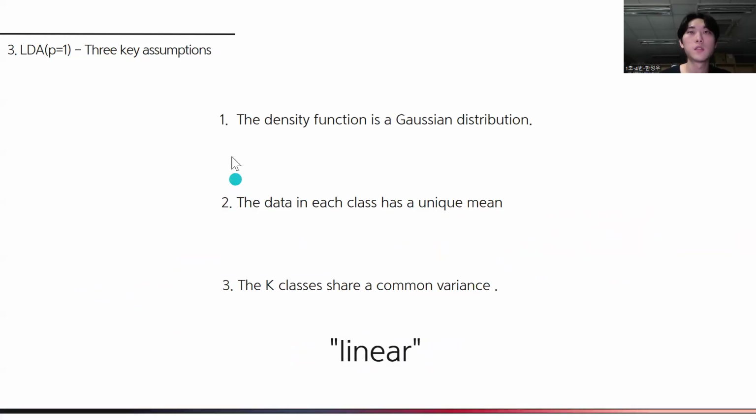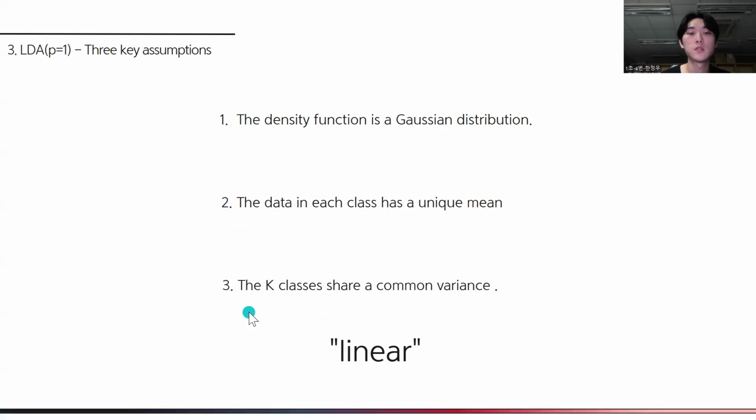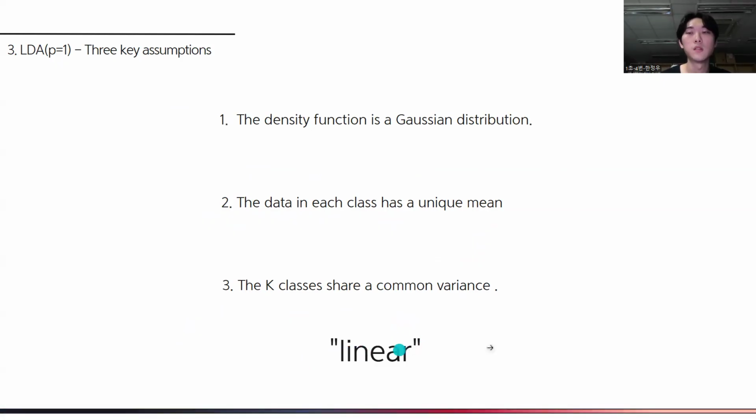Let's first look at LDA. LDA makes three main assumptions. First, the density function has a Gaussian distribution. Second, the data in each class has a unique mean, mu k. Third, the k classes share a common variance. This third assumption means that the data for all classes share the same shape and orientation. The term linear is attached because this assumption leads to the effect of the predictor on the class being linear.